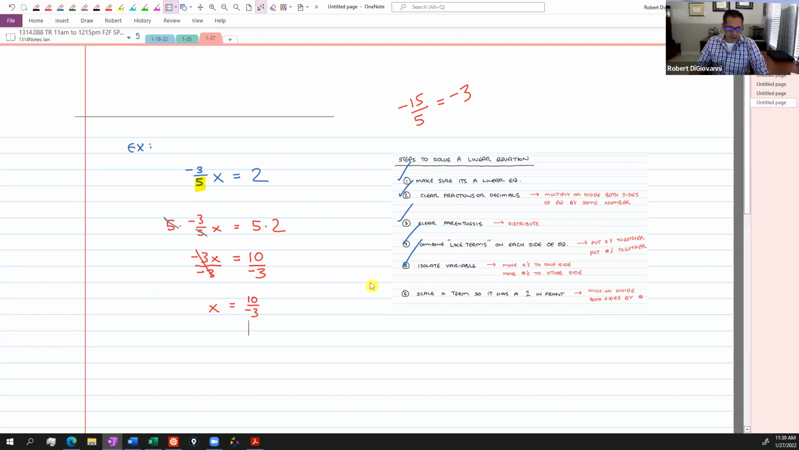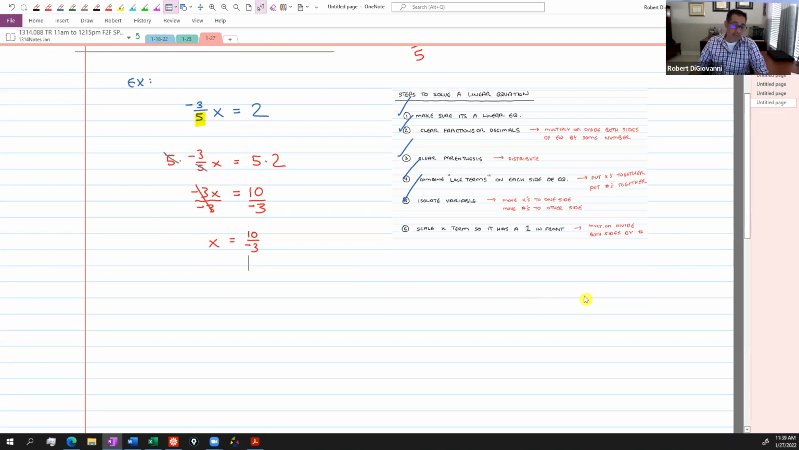Now I have a question or comment to make here. When you write the fraction 10 over -3, is that a positive or a negative number?